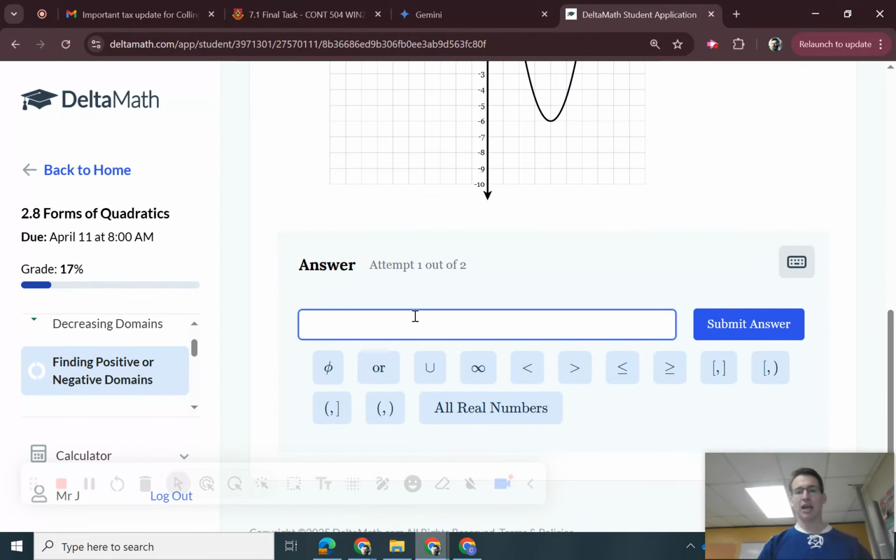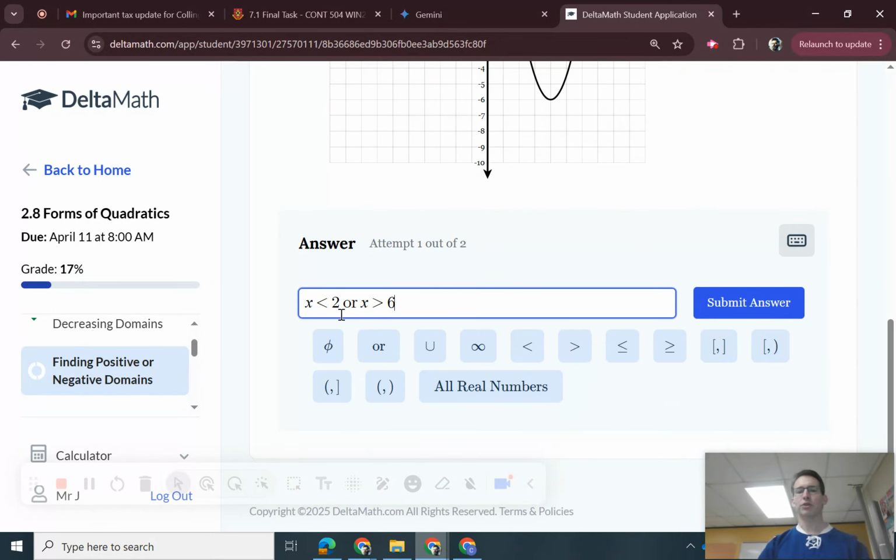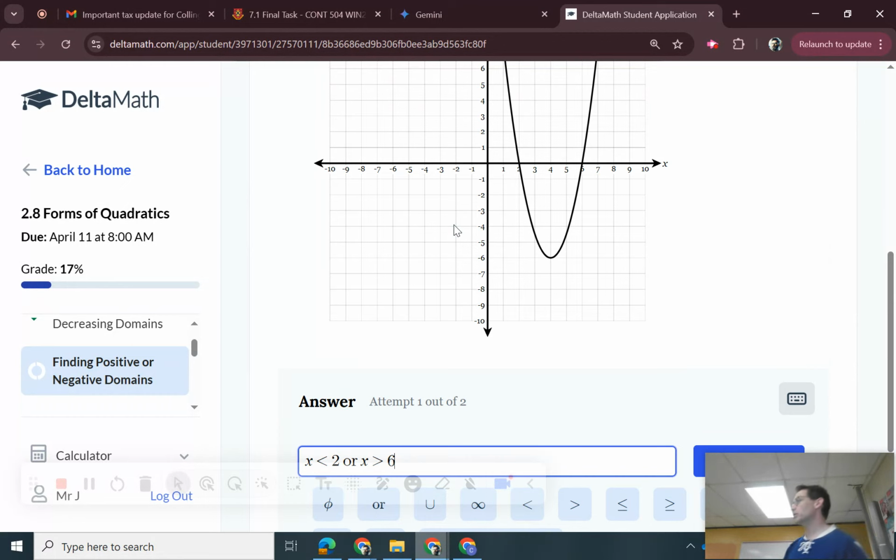So I would say x is less than 2, or x is greater than 6. And I want less than, not less than or equal to. Is 0 a positive number or a negative number? Neither is the correct answer.